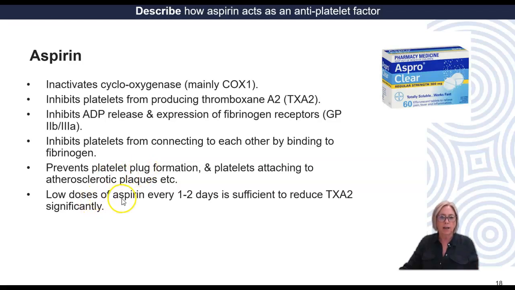And low doses of aspirin, or a baby aspirin, every 1 to 2 days is sufficient to reduce thromboxane A2 significantly. So somebody who is at risk of clotting or who's had a heart attack will likely be taking these low doses of aspirin. But just remember that the aspirin, as an antiplatelet factor, is not treating the damaged vessels at all. It's just inhibiting the production of those clots.